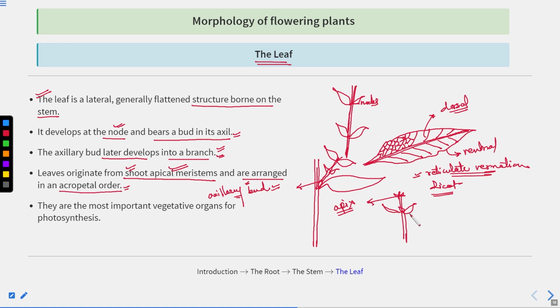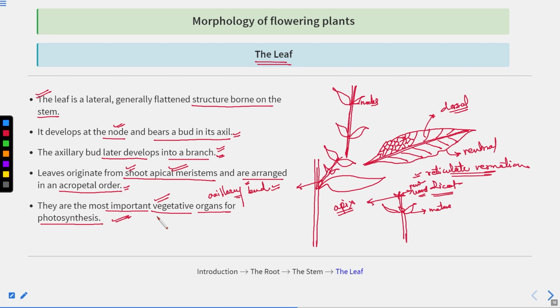Acropetal order means the mature leaves are below, whereas the new leaves are present above. So these are the mature leaves. And the new leaves, you can see, are emerging out here. New leaf. It is emerging out. They are the most important vegetative organ for photosynthesis.